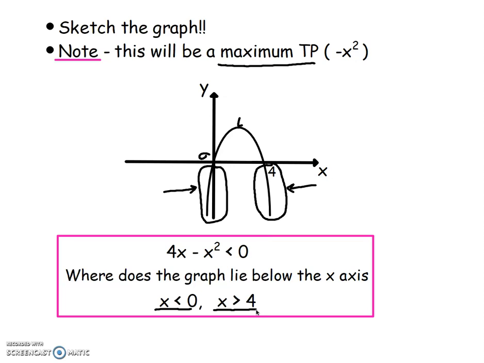If the question was asking us for when it was greater than 0, we would highlight the region above the graph. But because it's asked for less than 0, it would be the region below. We have two separate circles drawn, therefore we need two separate ranges given. Because it is before 0, that means x is less than 0, and because the bit after 4 is going to be x is greater than 4. And that is how you solve a quadratic inequality.